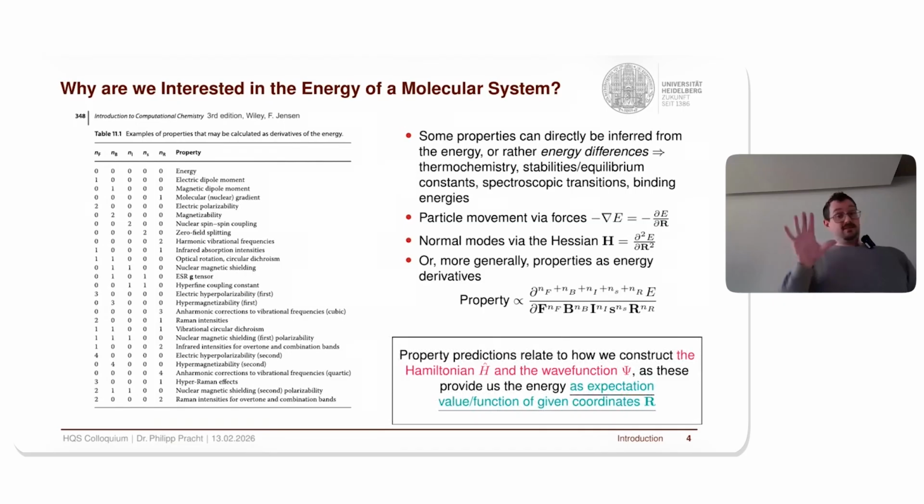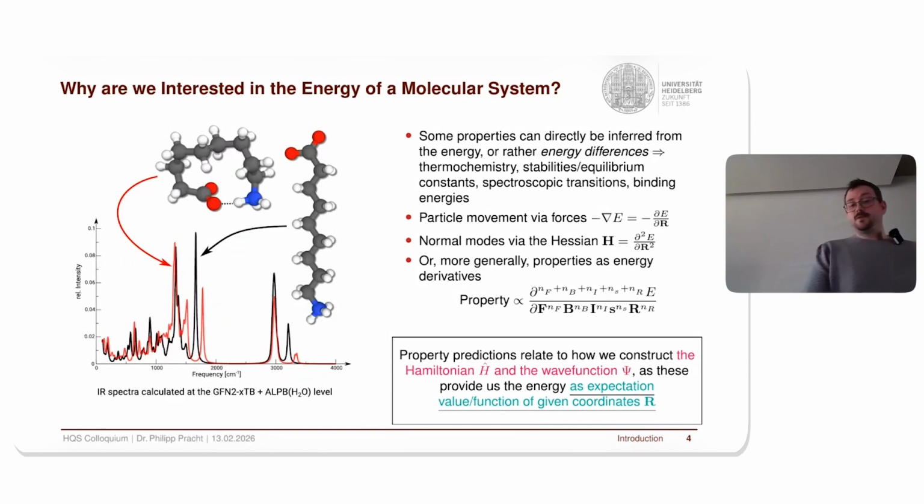Right. The general thing that we can say here is that property predictions are how we relate the Hamiltonian, the energy function, the wave function, to the energy as an expectation value of our input, the nuclear coordinates. And this closes the cycle back to the chemical space, because this last part, the green part here, the sentence, is why we have to investigate chemical space.